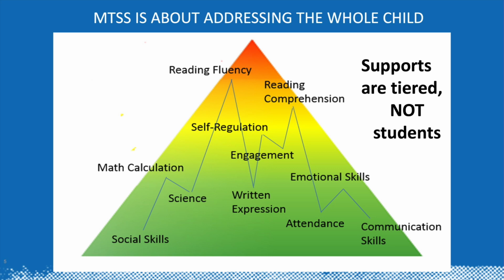And so really thinking through, we may have a student that's doing well in reading and needs some math support. Unfortunately, a lot of our kids that need math support also need reading support. But what about all these other behavioral components? How are we addressing some of those? And so really thinking about the whole child and what supports are needed.